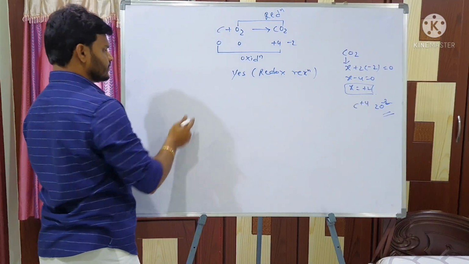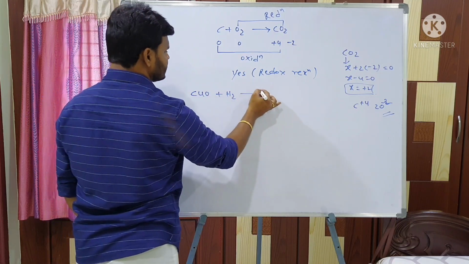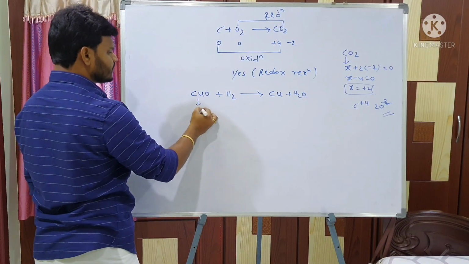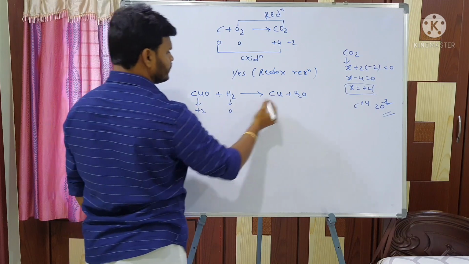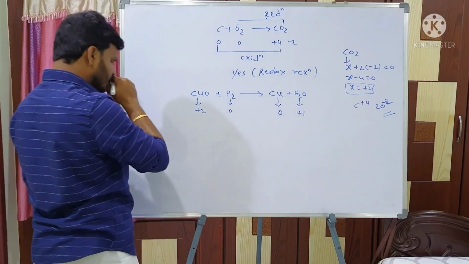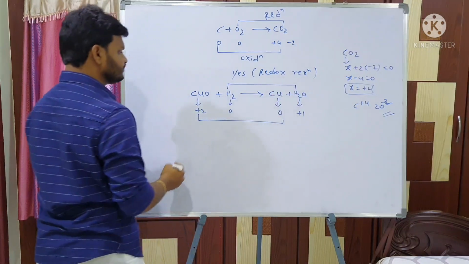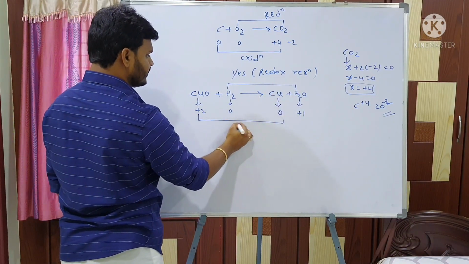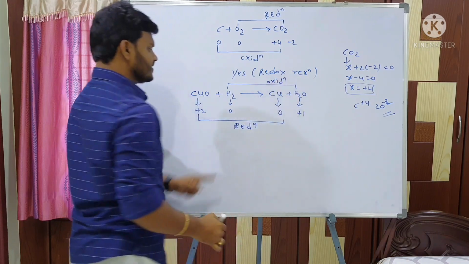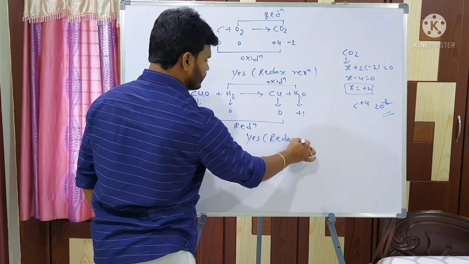Next, one more example, dear students. Just look at the board. CuO plus H2 gets converted into Cu plus H2O. Cu is +2 and H2 is 0. Here Cu is 0 and H is +1. So for Cu and Cu, hydrogen and hydrogen: +2 converts into 0, that indicates reduction. 0 converts into +1, that indicates oxidation. So is it a redox reaction or not? Yes, it is also a redox reaction.